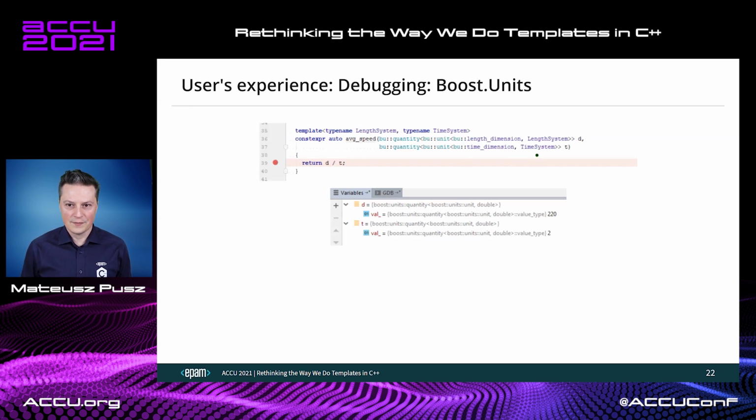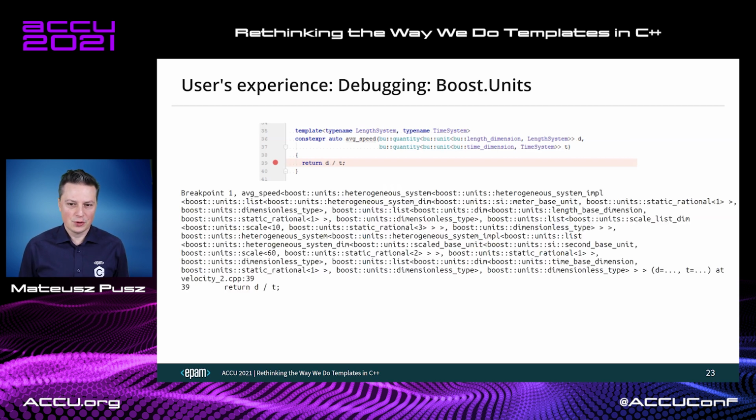For the arguments D and T, I just get the type unit quantity boost unit unit double, and for type T I have boost unit quantity boost unit unit double, which suggests that this is the same type, but it's not, right? Which is not helpful at all. Actually, it's totally misleading. So if you want to go to the GDB and find out what the function actually is, this is what you get.